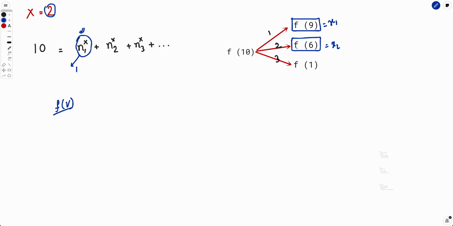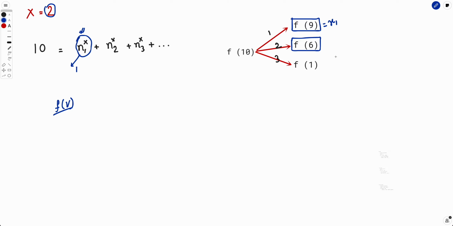So notice that these are f's. Because it's a recursive function, you already trust that this f will give you the correct value. So for f of 10, you already trust that f of 9 will give you the correct value, and f of 6 will give you the correct value. And similarly, f of 1 will give you, let's say, x3. So your final answer would be x1 plus x2 plus x3, right? So that's basically the solution.